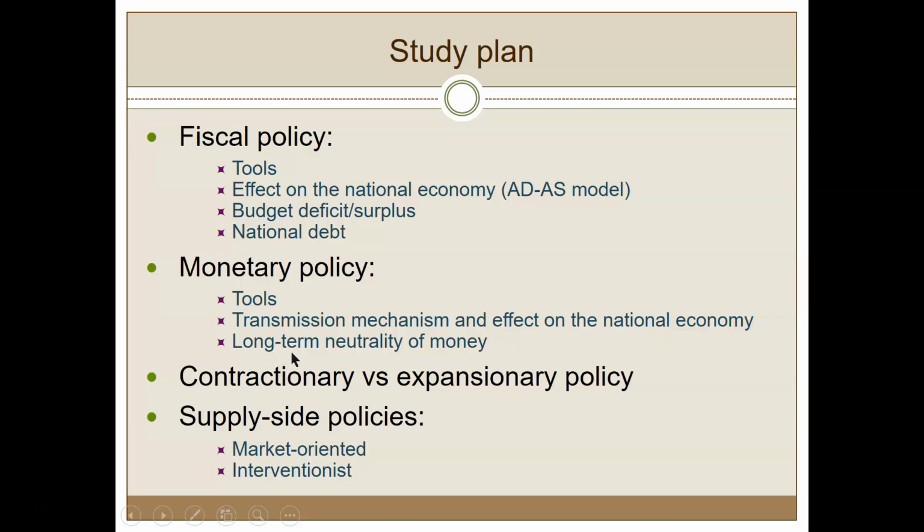And we will also proceed to the long-term neutrality of money, which is a slightly more advanced concept, which will help us to understand the differences between the short-run effect of economic policy and the long-run effect. We'll study how exactly contractionary and expansionary policy will affect different macroeconomic variables. Again, we will use the aggregate demand and aggregate supply model for this. And towards the end of the lecture, we'll study supply-side policies. Fiscal and monetary were demand-side policies, and we will also analyze different supply-side policies, different approaches advocated by different schools of economic thought, market-oriented and interventionist approaches.